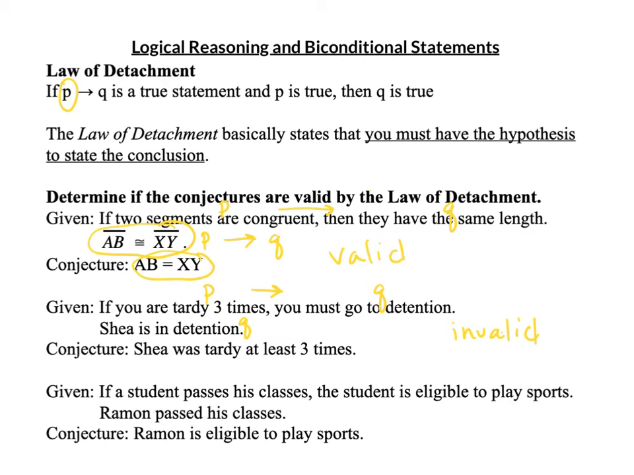Next example. If a student passes his classes, then the student is eligible to play sports. So there's my P, and that implies my Q. Ramon passes his classes. That's a P, because he passed his classes. So they've given me the hypothesis, therefore I can state the conclusion. Conclusion is Ramon can play sports. This is valid.